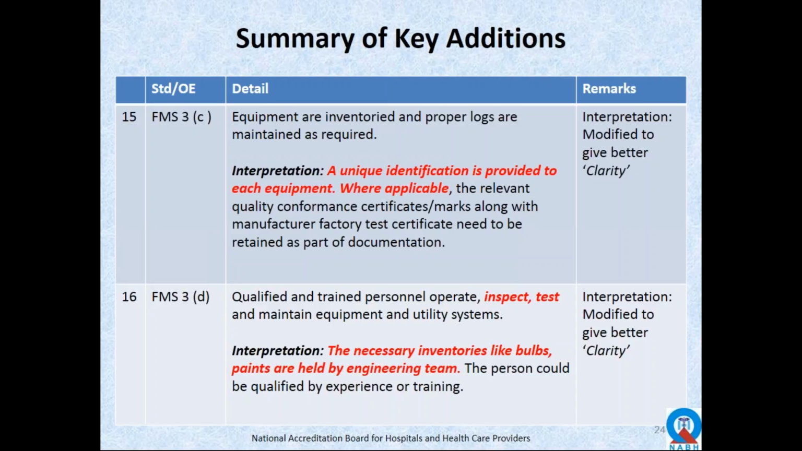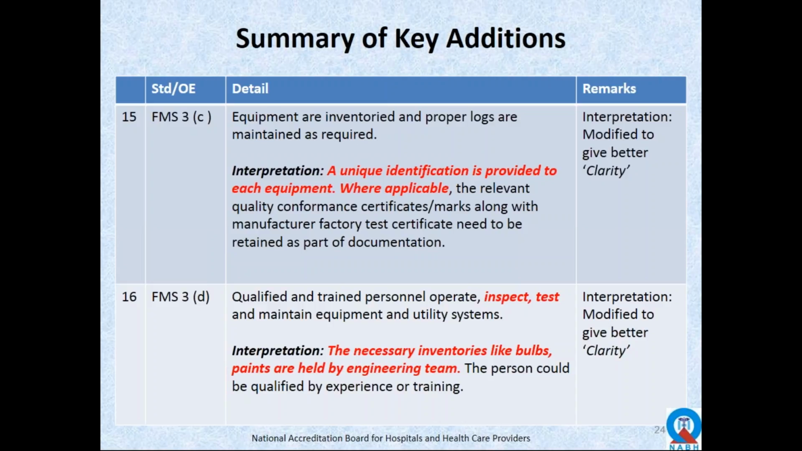Again, in FMS 3D, the qualified and trained personnel operate, inspect, test and maintain equipment and utility systems. The interpretation has been modified to give it more clarity and to mention the requirement of having inventories maintained with the general engineering team, such as bulbs, paints, etc. And during assessment, the inventories of the engineering team can be verified.